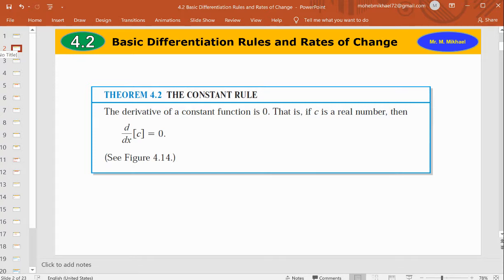The first theorem you're going to study today is called the constant rule. The derivative, guys, this notation is the notation of the derivative: d over dx of a constant c is equal to 0. The derivative of any constant is equal to 0.